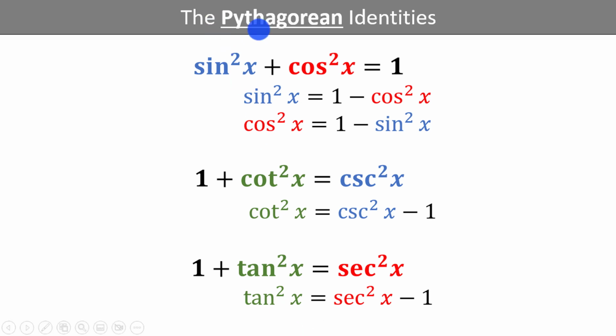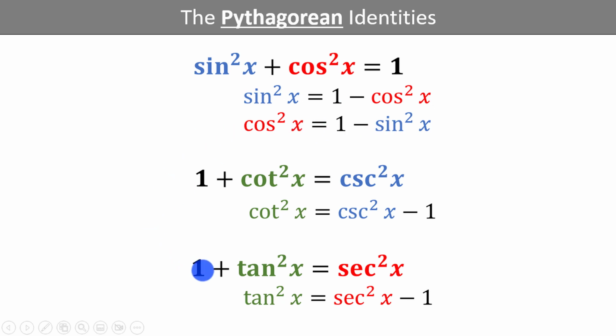We have sine squared plus cosine squared is equal to 1. This can be algebraically manipulated to solve for either sine squared or cosine squared. I always remember that 1 minus either cosine squared or sine squared always gives you the other one. 1 minus cosine squared is equal to sine squared, and 1 minus sine squared is equal to cosine squared.